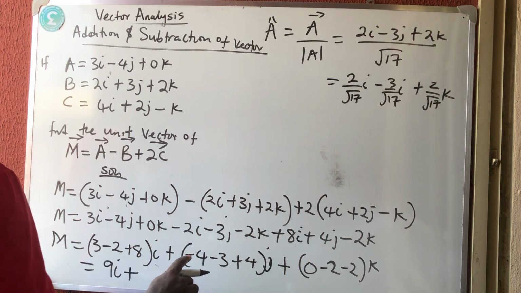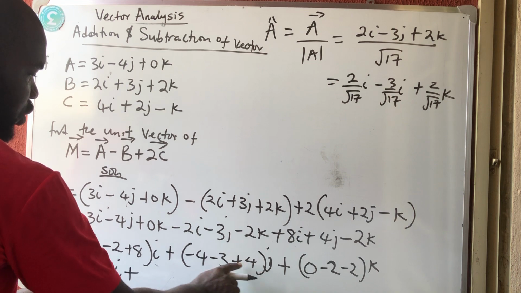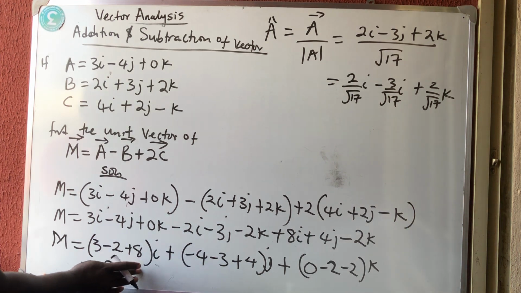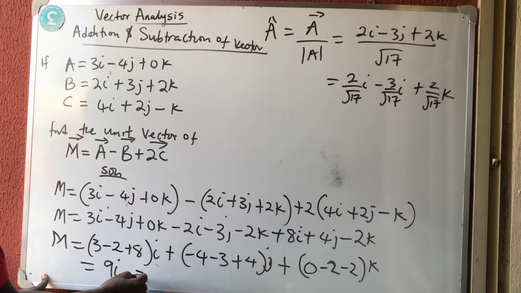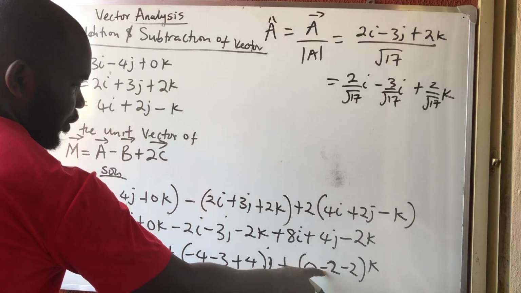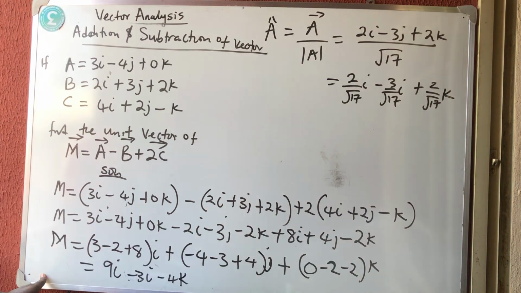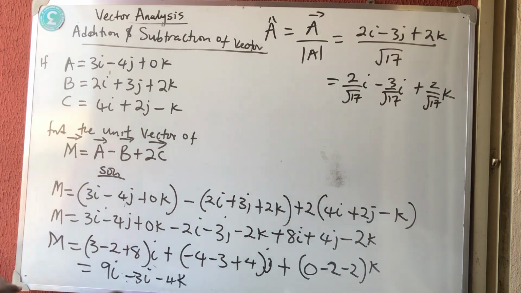Plus, let's come here. Minus 4 is gone. So I'm left with minus 3. So that minus plus will give you minus. So here we change to minus 3j. Okay? Then here I'm having minus 2 minus 4. So I'm having minus 4k. Okay? I have gotten my vector m.